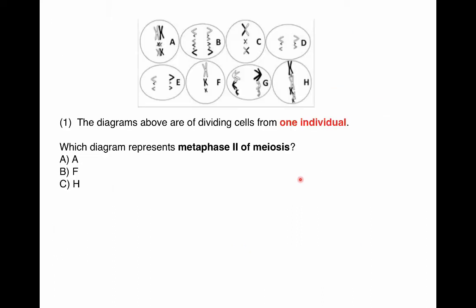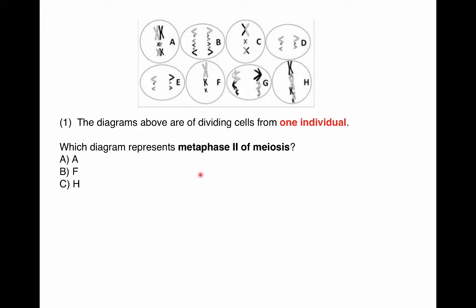Let's go on to these questions, which I think we often find a little more challenging, but if we break it up, it's not so bad. It says that the diagram above is of dividing cells from one individual. So if it's one individual, we know that the diploid number and the haploid number are the same in all the cells of that individual. And it's asking which diagram represents metaphase 2 of meiosis.